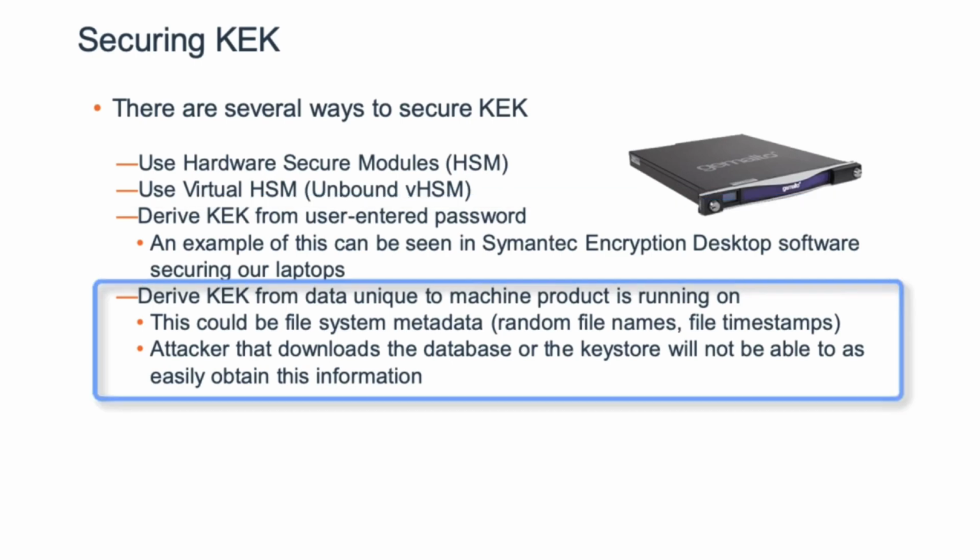There's yet another way of securing key encrypting keys that we recommend. It's to derive it from data that's in some way unique to the machine the product is running on, but that's hard for the attacker to discover. Some of these could be file system metadata, such as random file names and file timestamps, something that the attacker cannot easily steal. Quite often there's a chance to steal a particular file, but to figure out a file that you don't know the name of on the file system, or to figure out the timestamp of that file, is much harder. So you could use that information to derive your key encrypting key from.